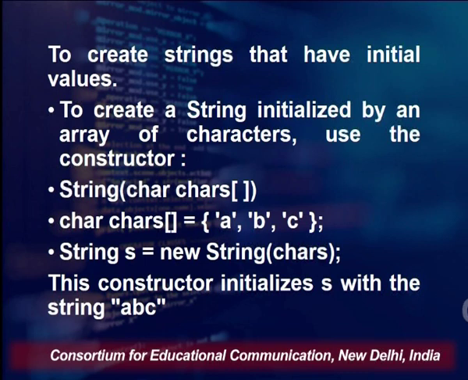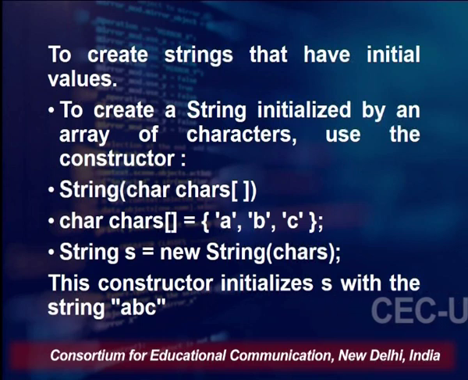So, string s is equal to new String(chars), where chars is a character array having 3 characters A, B and C. And this constructor will initialize the variable s with the string ABC, which is nothing but the contents of that array which we have passed inside this. So, 2 methods we have seen till this point of creating strings as objects.